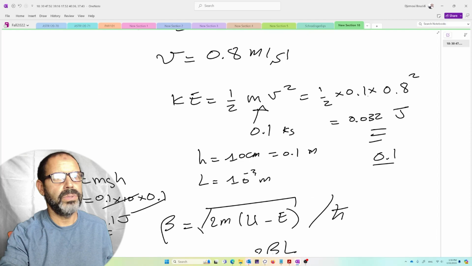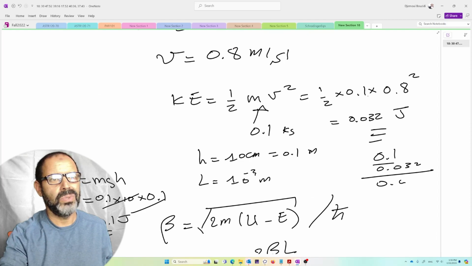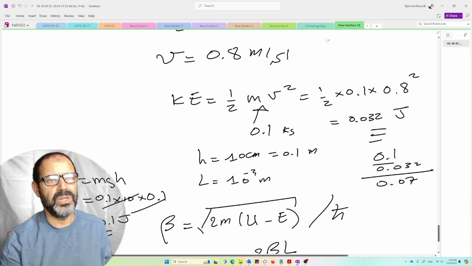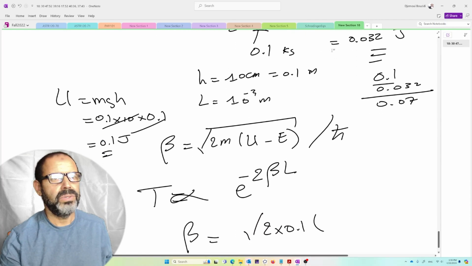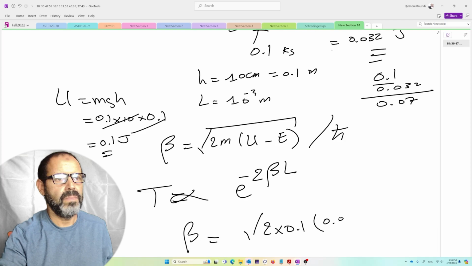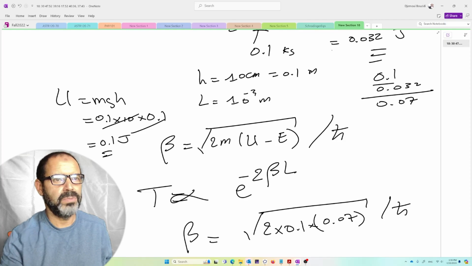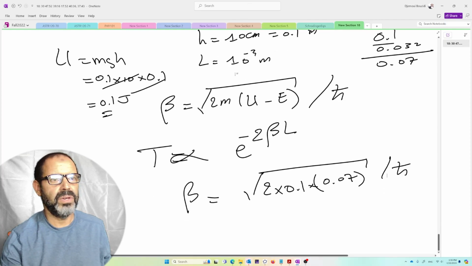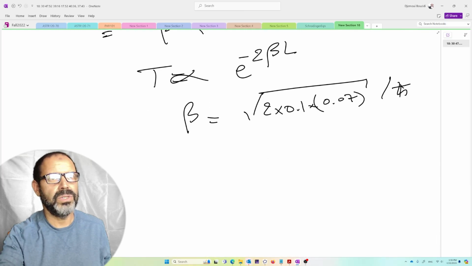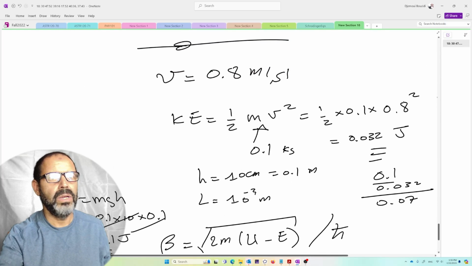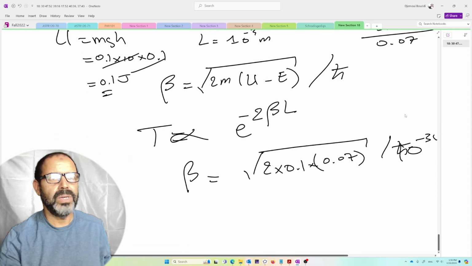0.1 minus 0.032. I'm going to approximate it to 0.07. Okay, I don't care about the change, it's 0.68. So it's 0.07 times, so that's the difference in energies divided by h bar. H bar is 1.05 times 10 to the negative 34, but I'm not going to write that. I'm going to write just 10 to the negative 34. Again, we're doing an order of magnitude. We're not doing exact calculations in here, so we're not really after precision in here.